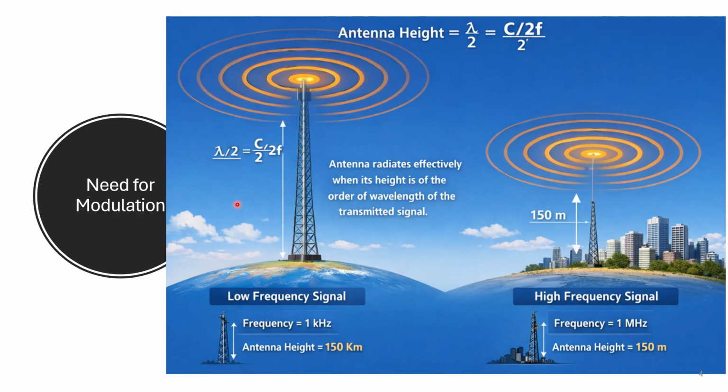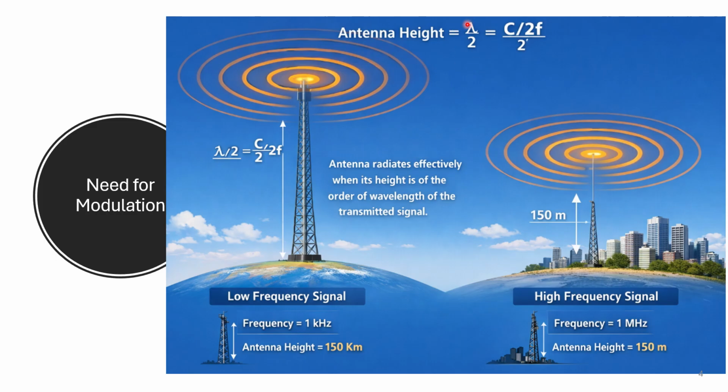If you want to transmit the information to a longer distance, and you are using low frequency signals, then in that case you need a very long antenna. In order to avoid the large antenna size, we use the higher frequency. If your frequency is higher, your antenna size will be reduced. Why? Because antenna height can be found using lambda by 2, where lambda is your wavelength.